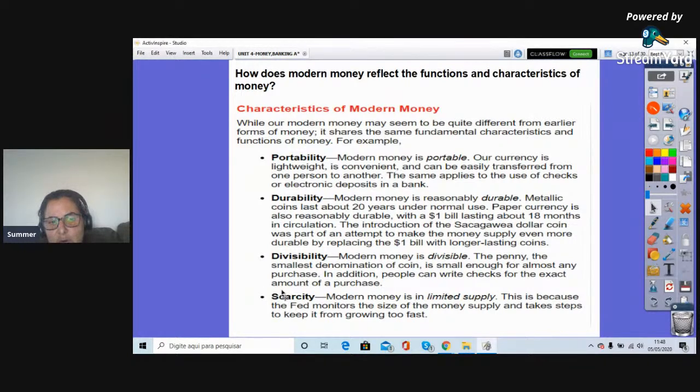We also need to focus on scarcity. Modern money is in limited supply. This is because the Fed monitors the size of the money supply and takes steps to keep it from growing too fast. What happens if money grows too fast? It loses its value.